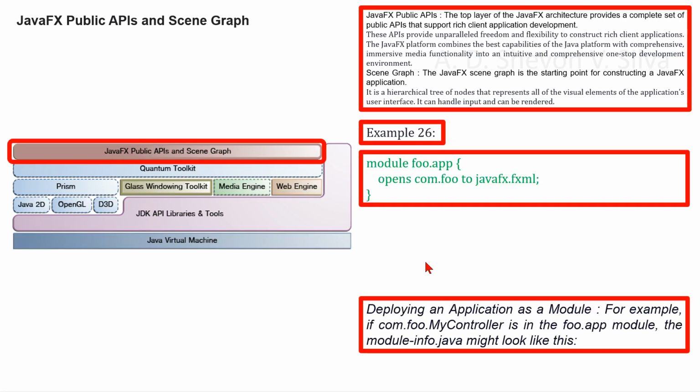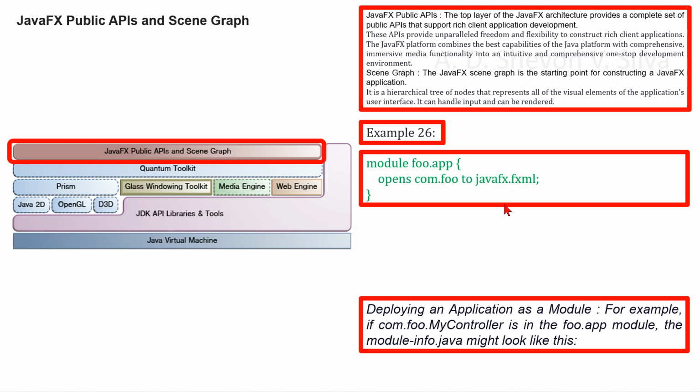Now we are considering deploying an application as a module. For example, if com.foo.myController is in the foo.app module, the module-info.java might look like this. The FXML loader is used to load types in a named module. The application must ensure that all types referenced in the FXML files, including the controller class and any custom node classes, are reflectively accessible to the javafx.fxml module.